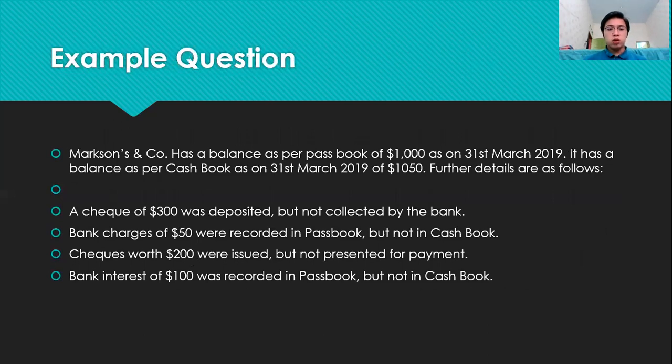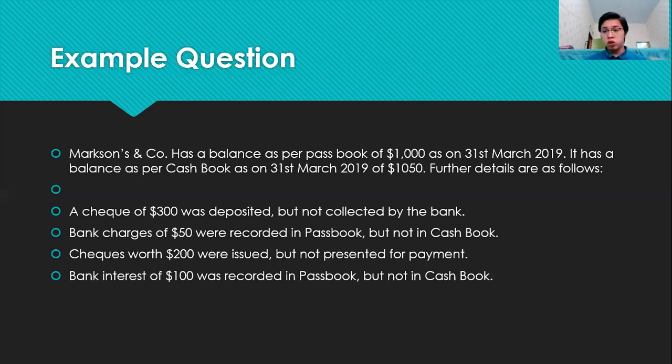Example question. Markson company has a balance as per passbook of 1,000 on 31st March 2019. It has a balance as per cash book as on 31st March 2019 of 1,050. Further details are as follows. A check of 3,000 was deposited but not collected by the bank. Bank charges of 50 were recorded in the passbook but not in the cash book. Checks worth 2,000 were issued but not presented for payment. Bank interest was recorded in the passbook but not in the cash book.